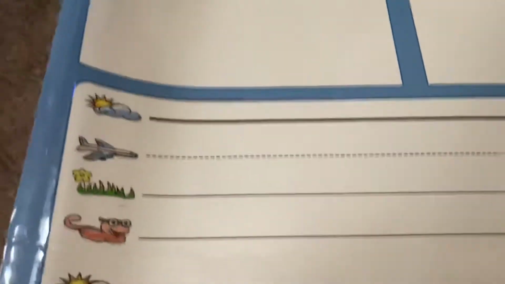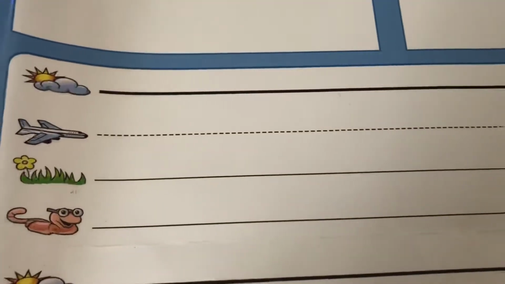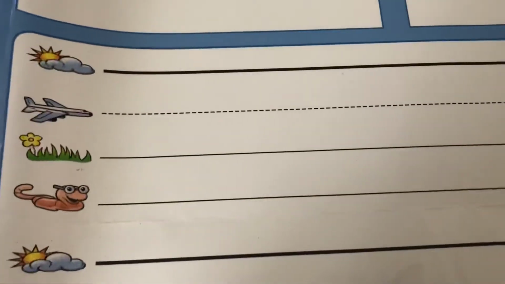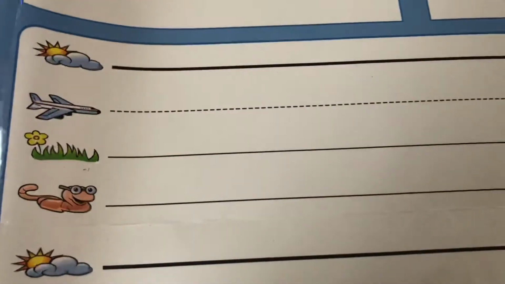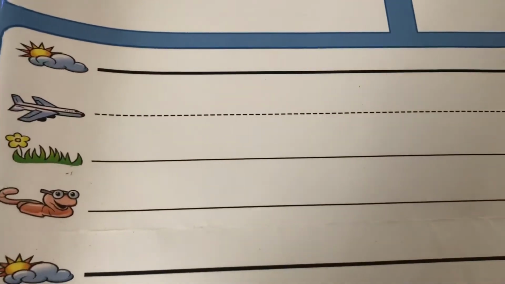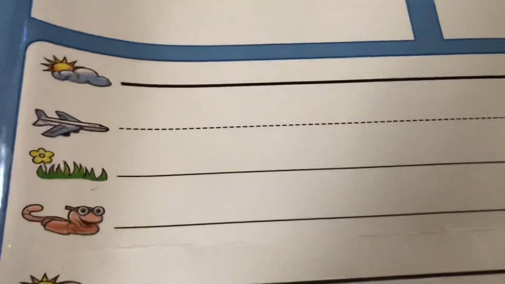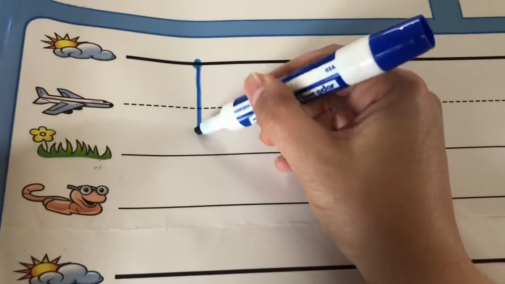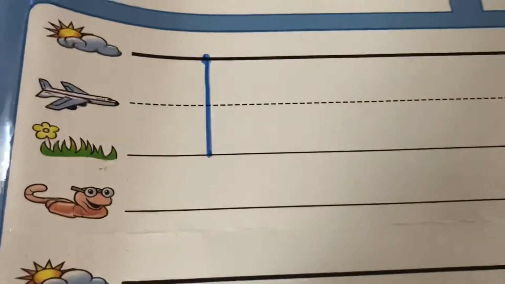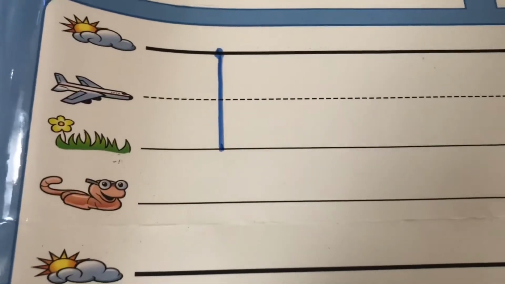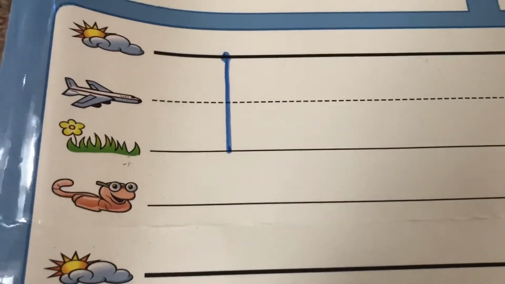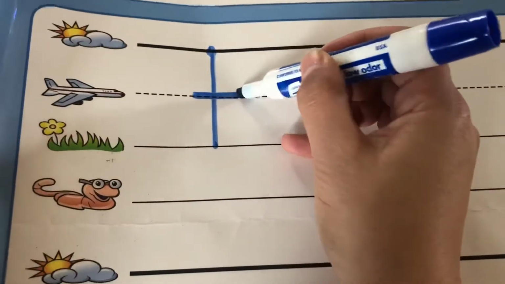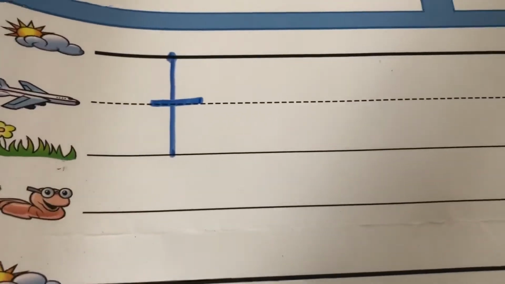So we are going to start with the letter T. The letter T is a skyline letter. That means it starts on the skyline, and we are going to go down to the grass line. So let me show you what that looks like. Skyline, down to the grass line. So we just have a line. And then you're going to cross it on the plain line. And that is your letter T.